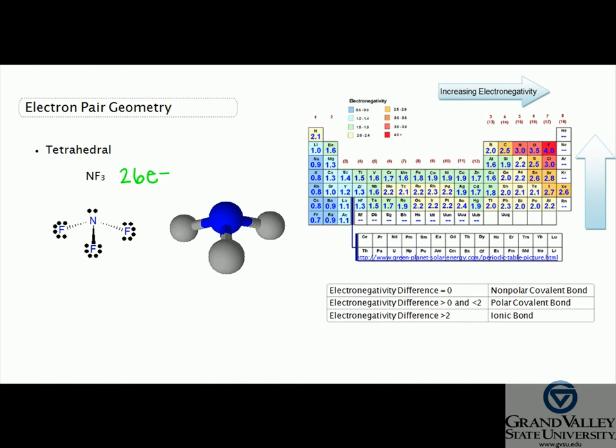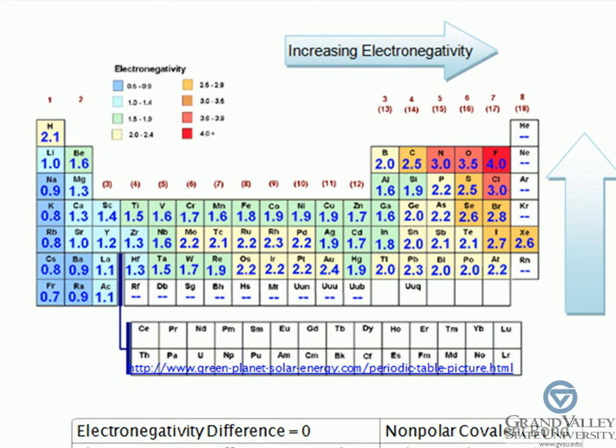Now, let's figure out which types of bonds are present in NF3. Refer to the periodic table of elements to find the electronegativity value for each atom. Fluorine is more electronegative than nitrogen because of the periodic table trend that electronegativity increases from left to right across the period. To confirm this, the electronegativity value of nitrogen is 3.0 and fluorine is 4.0.